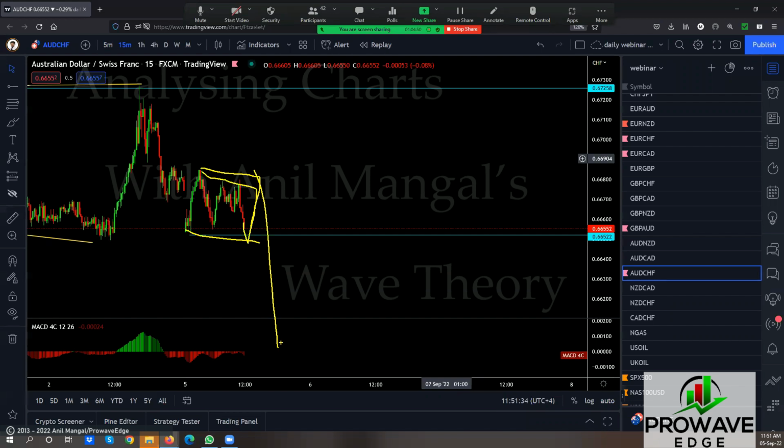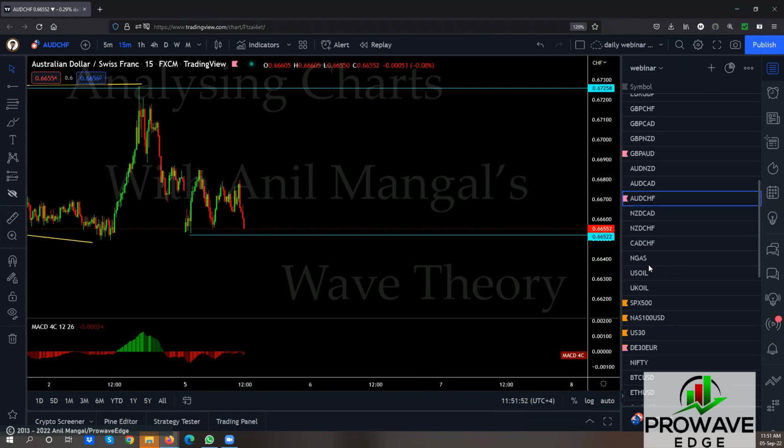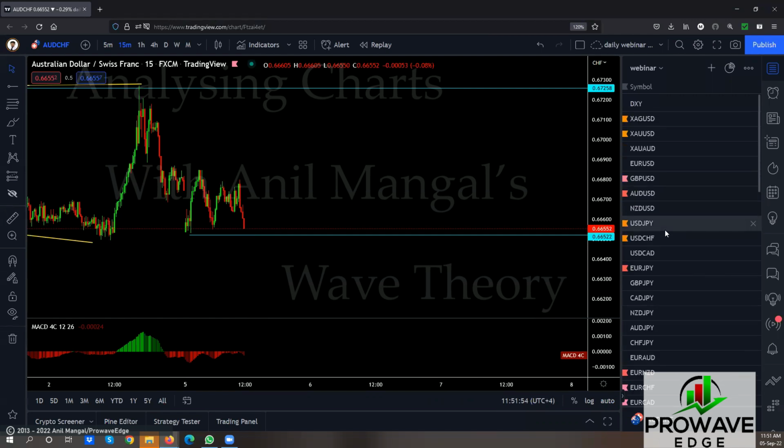We're getting a running flat on the euro, on the pound New Zealand as well. Pound New Zealand is making a running flat already. I think we put that trade on already. Let's see, pound New Zealand.